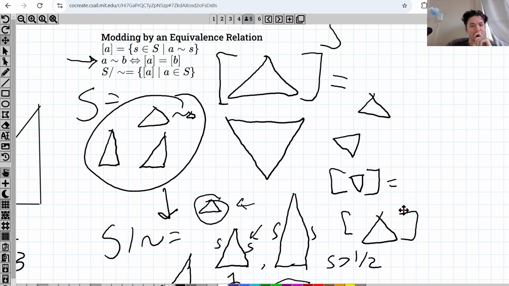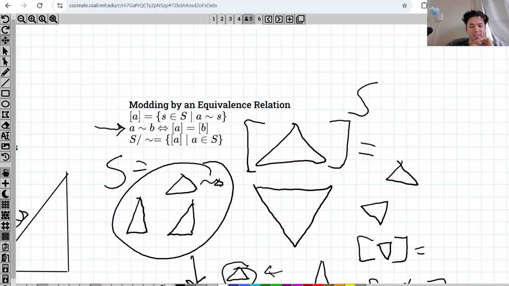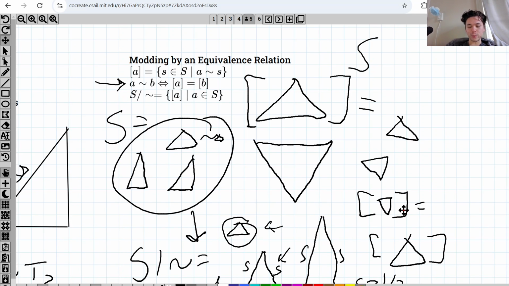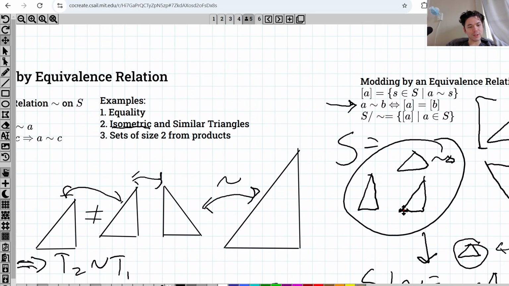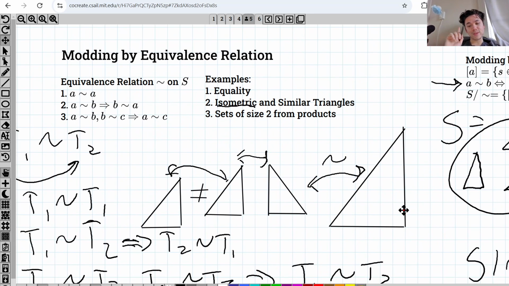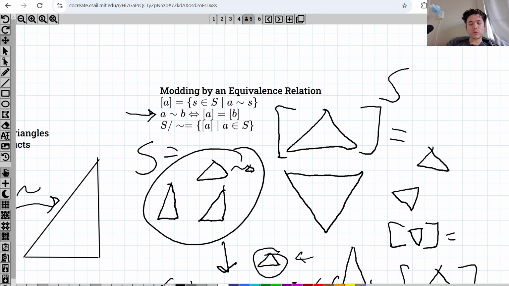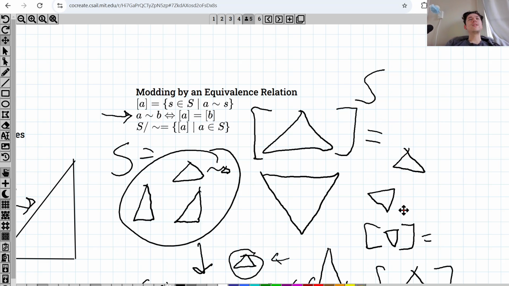But in practice, when we're building new sets, this is actually not often what we do. And so even though this is an intuitive way to think of equivalence relations, I want to give one more example, which is sets of size 2 from products. Because more often, the reason we use modulo an equivalence relation is that we're trying to build a new set, and what we do is we add a lot of stuff. It's like, imagine you're making a clay sculpture, and so you add a bunch of clay pieces, and it's all big and flabby, but then you need to scrape away because you've added too much, and it doesn't look like what you want it to.